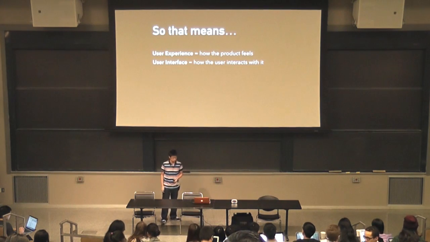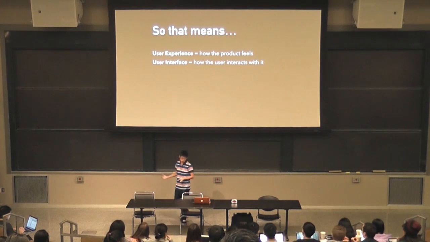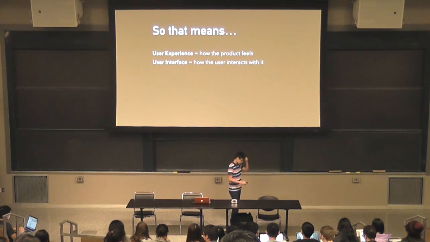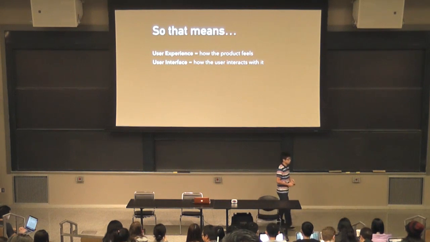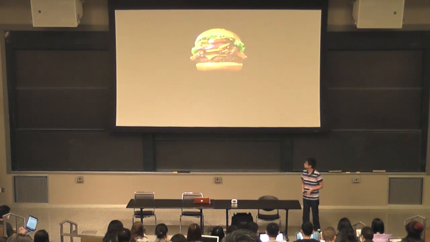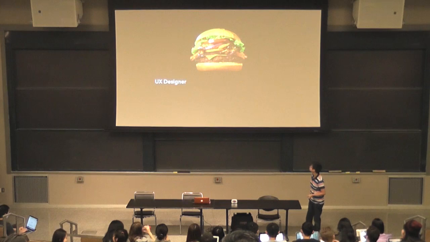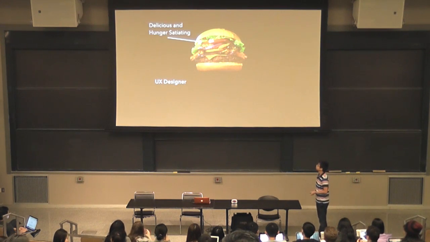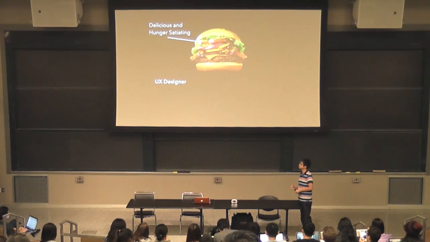So again, this means that UX is how the product feels, and UI is how the user interacts with it. So taking a look at a burger, a UX designer might be worried about things like, is this burger delicious and satisfying?